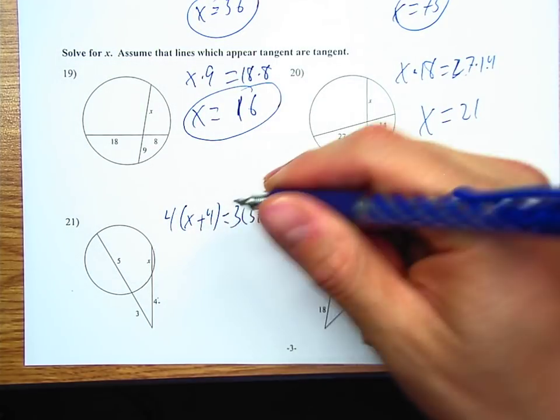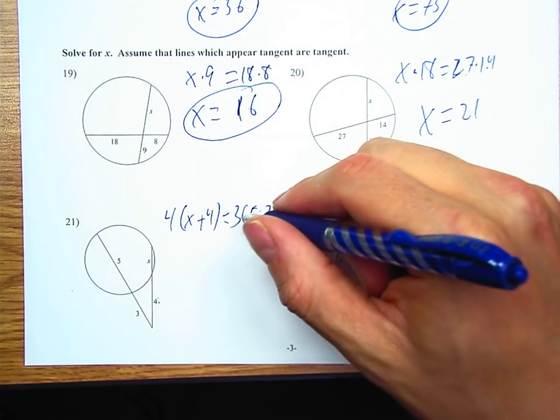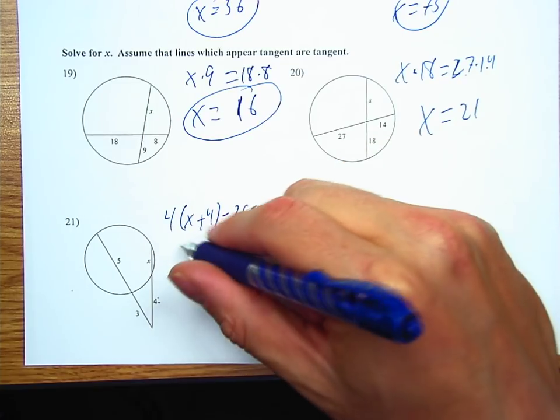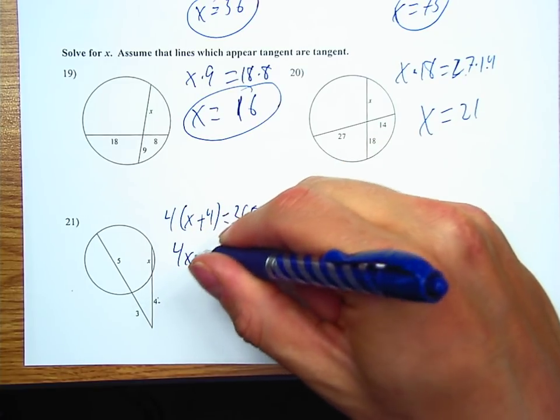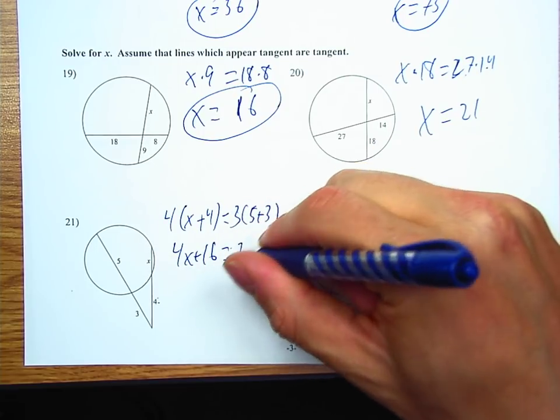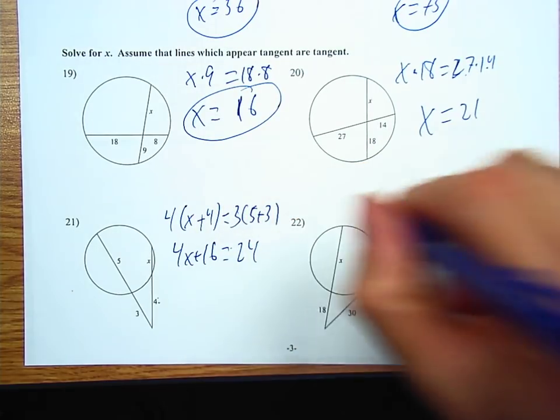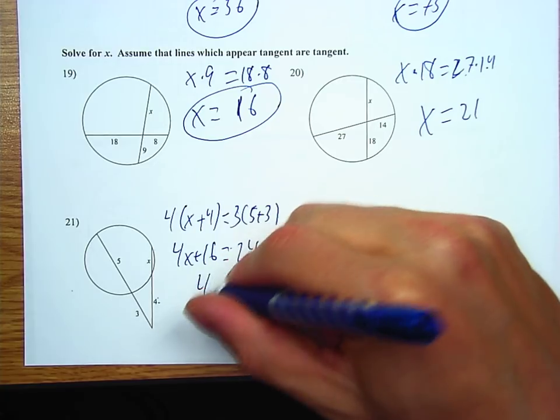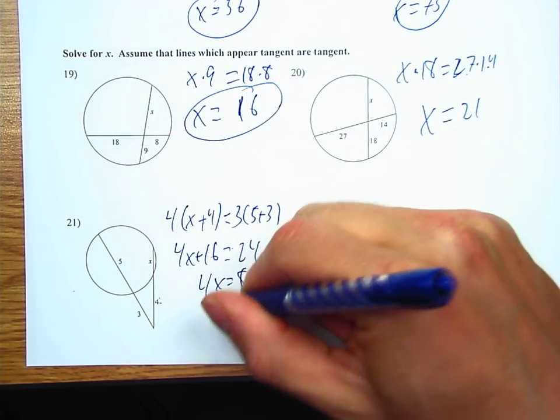So this is 4x plus 16. I could also take and divide both sides by 4 here, but either way is appropriate. This is 3 times 8. This is 24. 16 from 24 is 8. So x is 2.